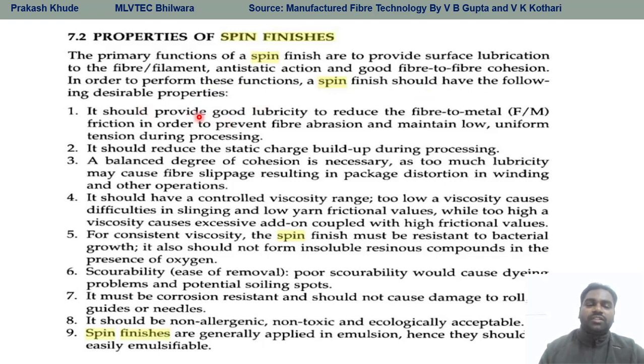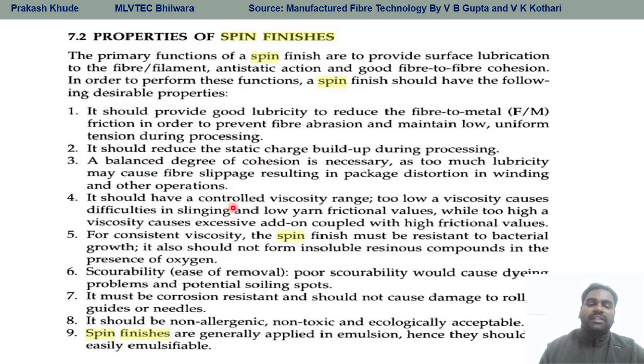The first is that it should provide good lubrication to reduce fiber to metal friction, in order to prevent fiber abrasion and maintain low, uniform tension during processing. The second is to reduce the static charge built up during processing. Third, a balanced degree of cohesion is necessary, as too much lubricity may cause fiber slippage. So we need to take care that the lubrication should not be so much that it causes fiber slippage, which would also result in package distortion in winding.